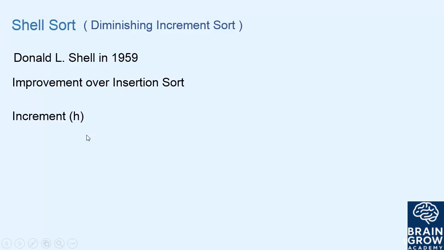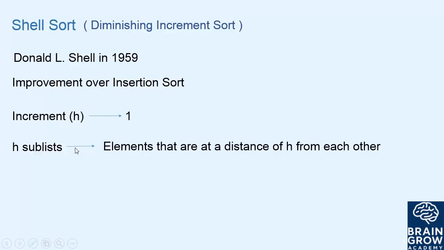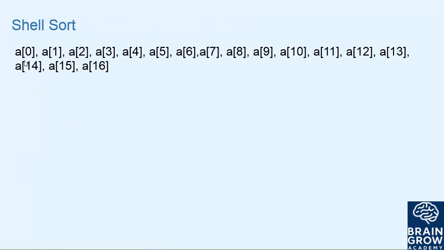Now in this sorting technique, in each pass we'll take a number h called increment and we'll decrease it till the last pass, and in the last pass it should always be 1. In each pass we'll make h sublists, and each sublist is created by taking elements that are at a distance of h from each other, and these sublists will be sorted using insertion sort. Now suppose we have this array of 17 elements that has to be sorted using shell sort.